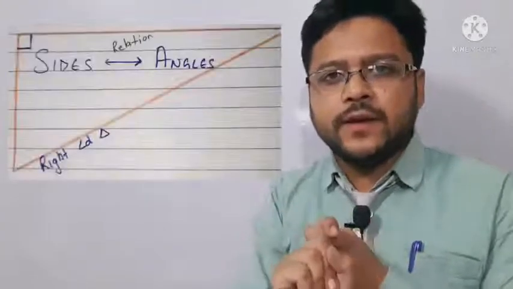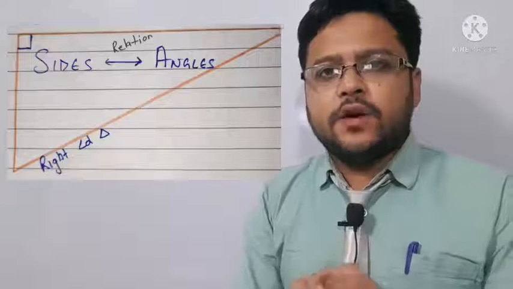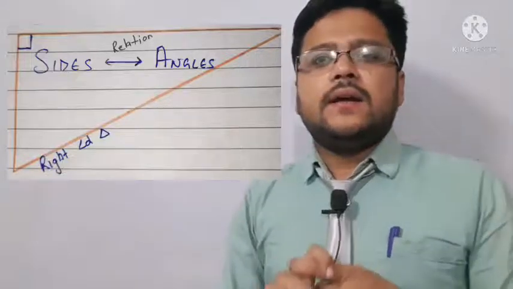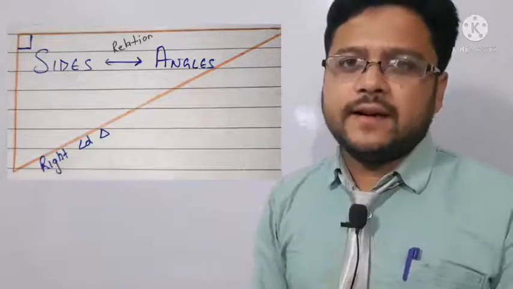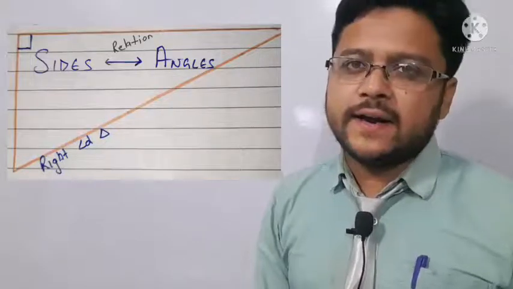Now I will come to the definition. Trigonometry is one of the most important and oldest branches in the history of mathematics that deals with the relationship between side lengths of a triangle and angles of a right angle triangle. This concept was given by a Greek mathematician, Hipparchus. So let's start the topic further.